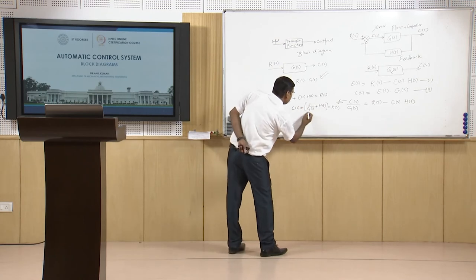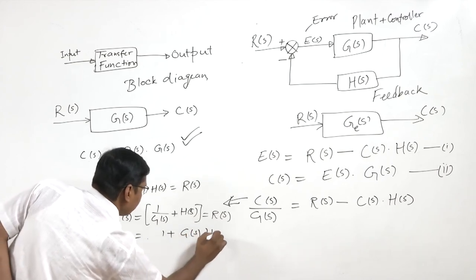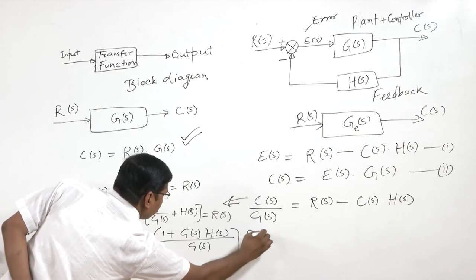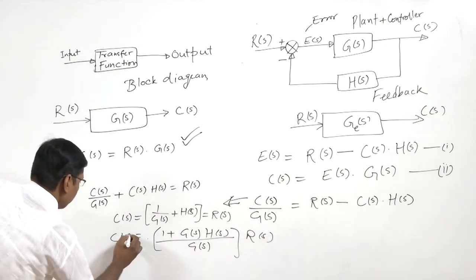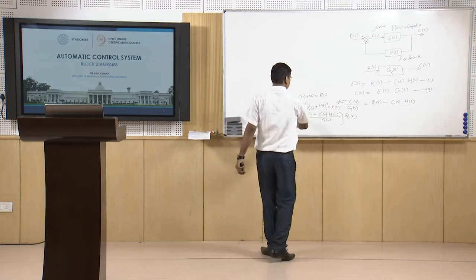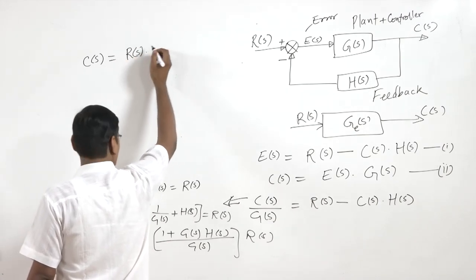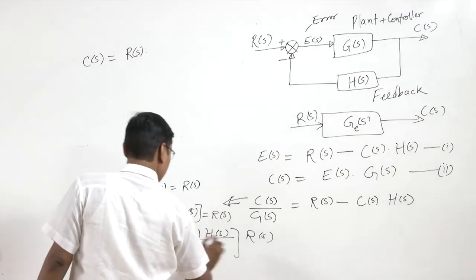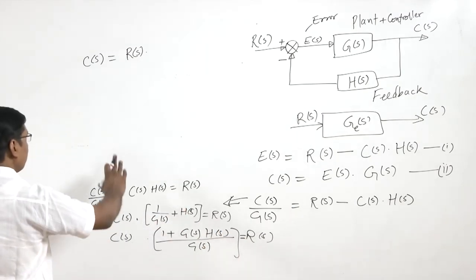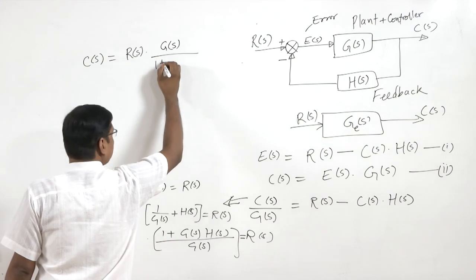So this is 1 plus G(s)H(s), 1 plus G(s)H(s) by G(s), R(s). So this is C(s). So now we can write that C(s) into this term equal to R(s). So C(s) equal to R(s) into G(s) upon 1 plus G(s)H(s).